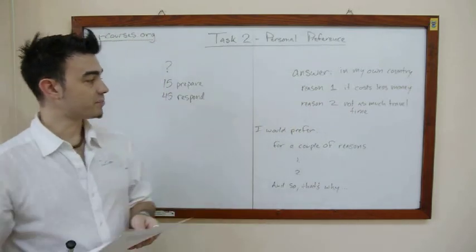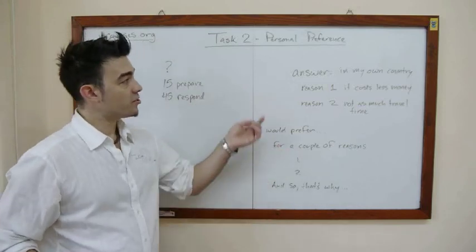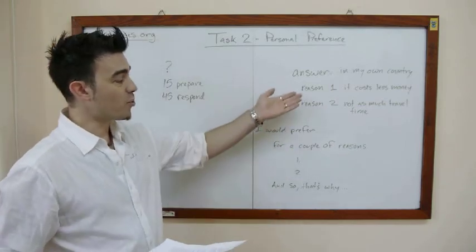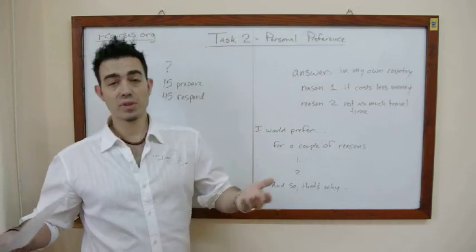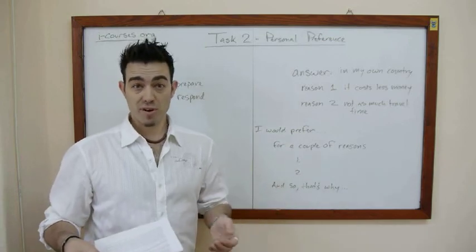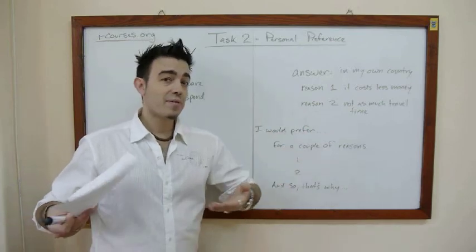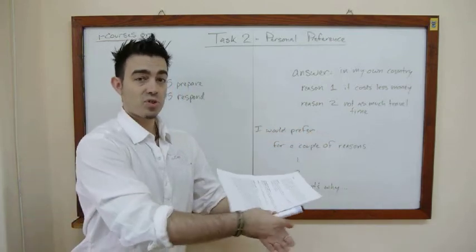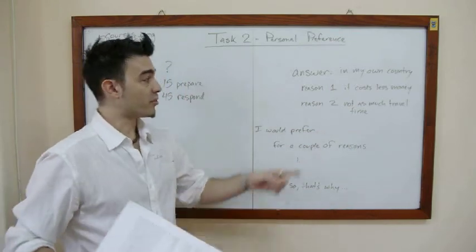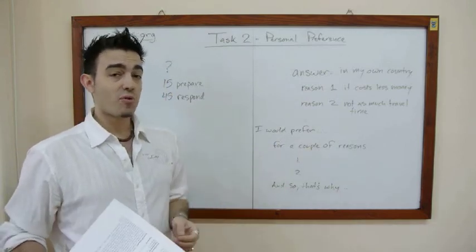So here's a good template. When you start responding, you could say, I would prefer to have a vacation in my own country for a couple of reasons. For one, it costs less money. This will give me some extra money that I can spend on souvenirs or going out to restaurants when I get to the place I'm going. The second reason is that you don't have as much travel time, which gives you more time to spend when you're at the place you're vacationing. And so that's why I would prefer to vacation in my own country. Okay, that takes up just about 45 seconds.